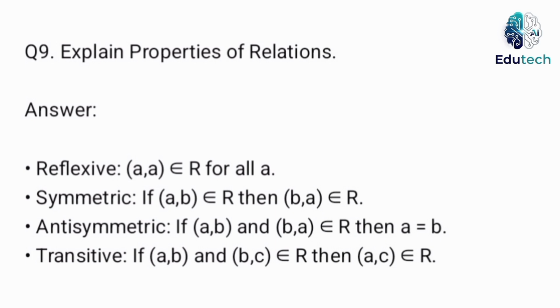Explain properties of relations. A relation on a set may satisfy certain properties. It is reflexive if every element is related to itself. It is symmetric if whenever (a, b) is in the relation, then (b, a) is also in the relation. It is antisymmetric if (a, b) and (b, a) together imply that a equals b. It is transitive if whenever (a, b) and (b, c) are in the relation, then (a, c) must also be in the relation. These properties help classify relations.